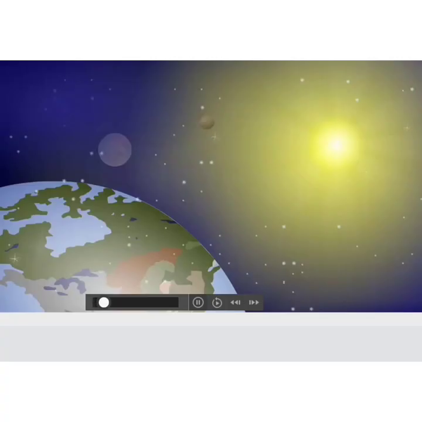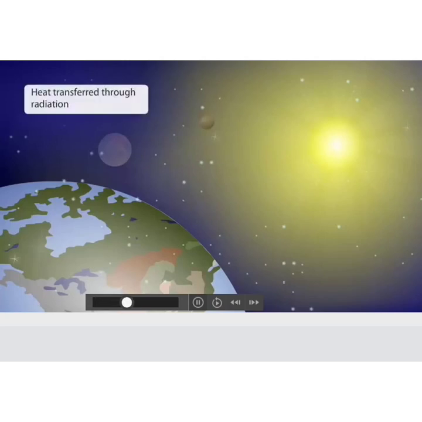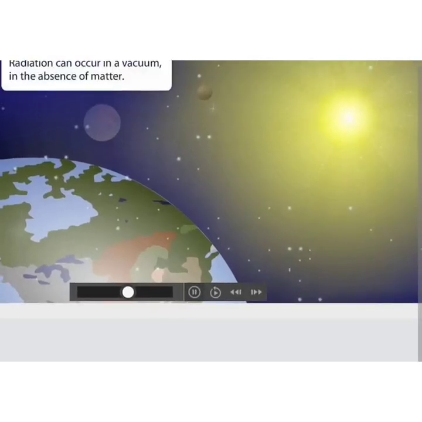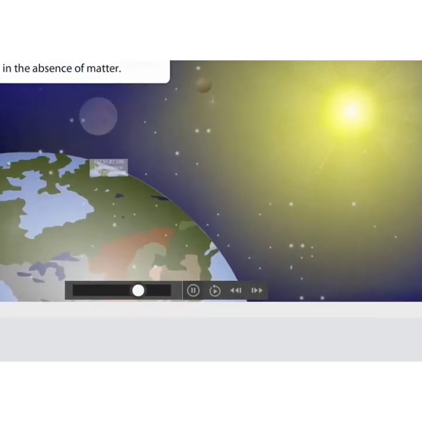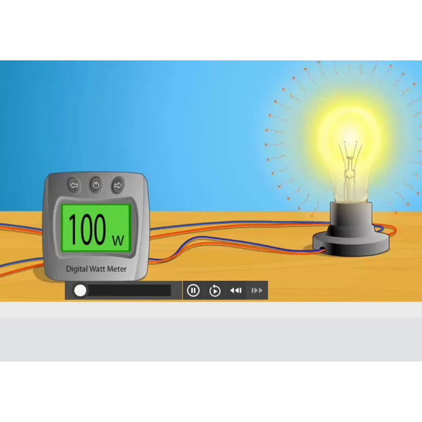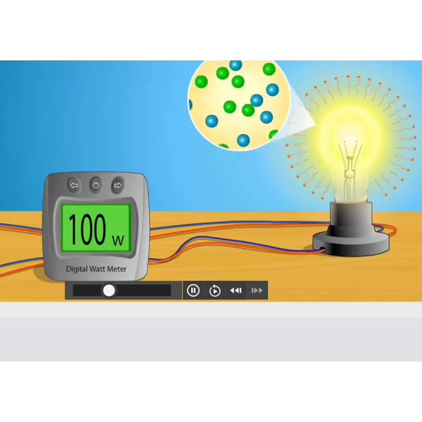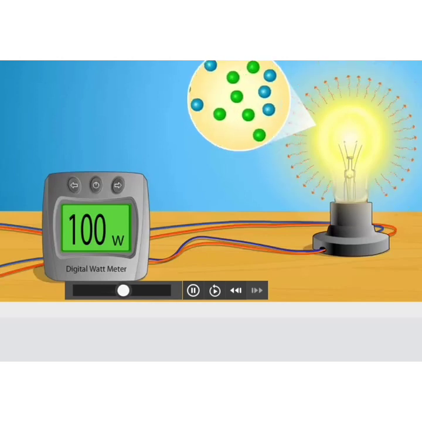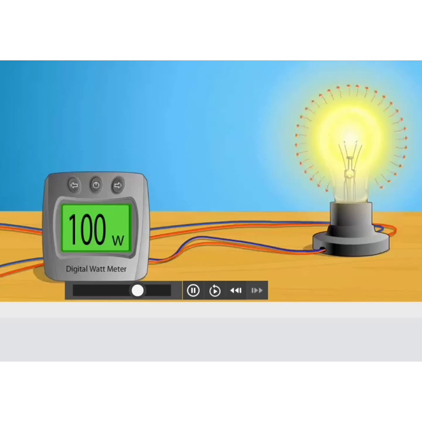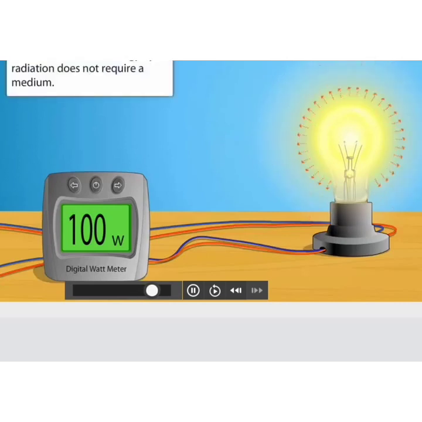Ever wondered how heat from the sun is transferred to our planet through space? It's through radiation. Radiation can occur in a vacuum, in the absence of matter, and without any contact between the heat source and the heated object. As the air particles close to the bulb get hotter, they vibrate faster. Heat from the bulb is transferred to the air around through the process of radiation. The transfer of heat energy by radiation does not require a medium.